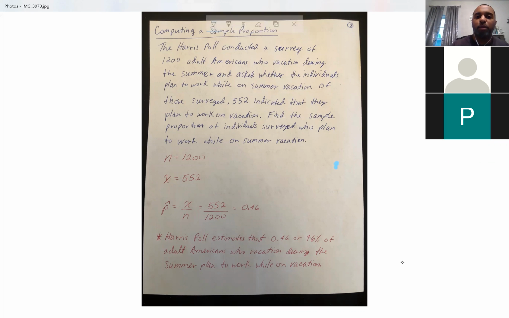All right, computing a sample proportion. This is an example of making sure we understand how we would find p hat, that sample proportion we're talking about. The Harris poll conducted a survey of 1,200 adult Americans who vacationed during the summer and asked whether the individuals plan to work while on summer vacation. Of those surveyed, 552 indicated that they plan to work on vacation. Find the sample proportion of individuals surveyed who plan to work while on summer vacation.